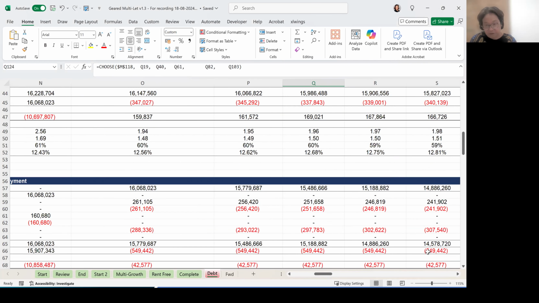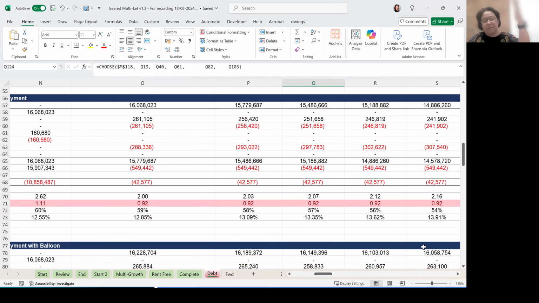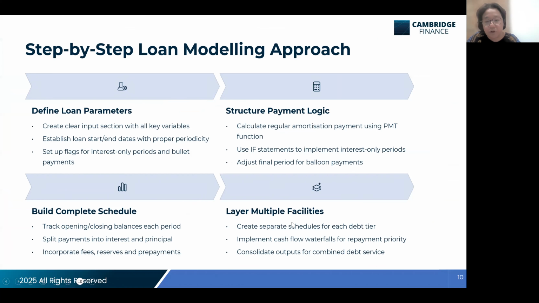to your investment, right? So it's going to be 50% loan to value, 60, 70, and so on and so forth. That will have an impact on your returns. Build a complete schedule, that's what we do, and then layer multiple facilities, that's what we do as well. So there is this what-if analysis. So what happens when you go from interest only to constant amortization to constant payment and rolled up interest, and so on and so forth.